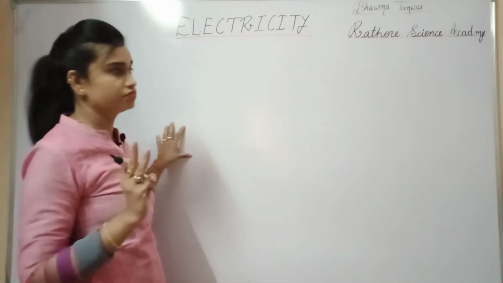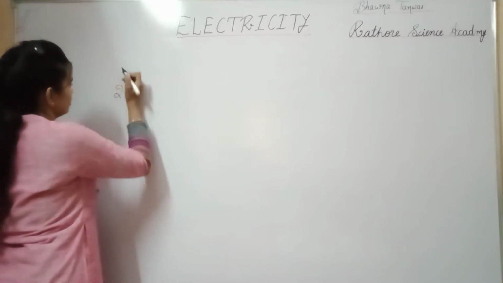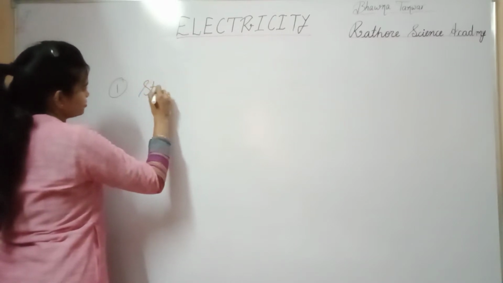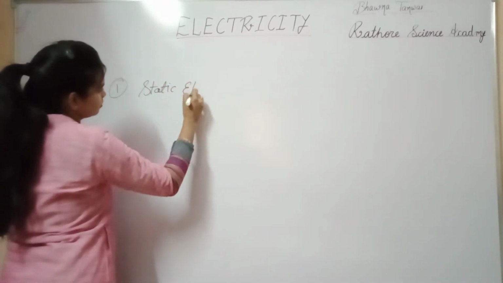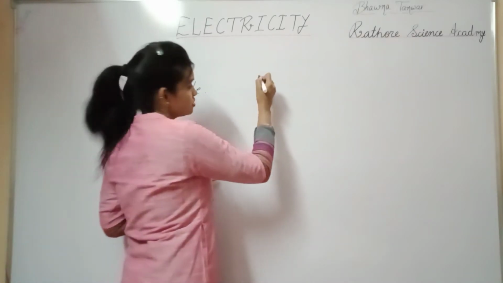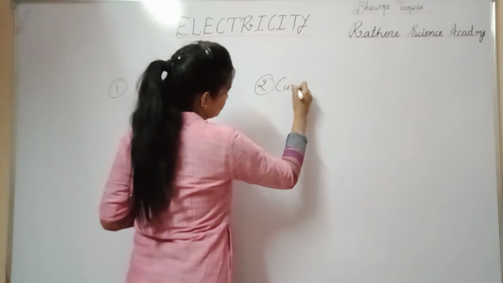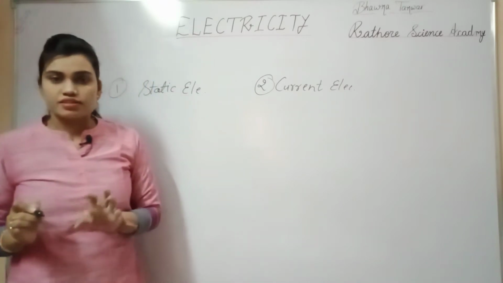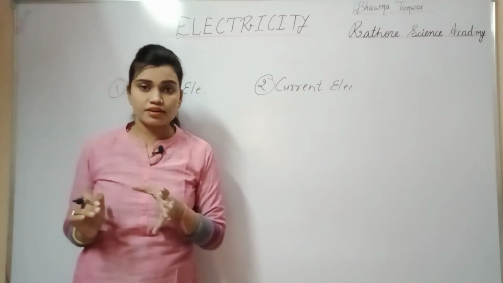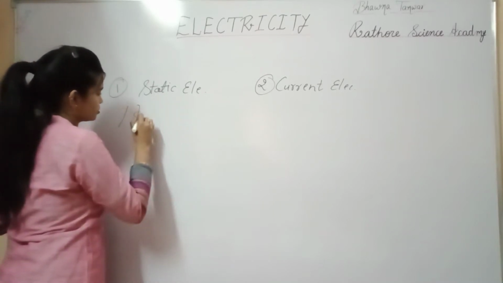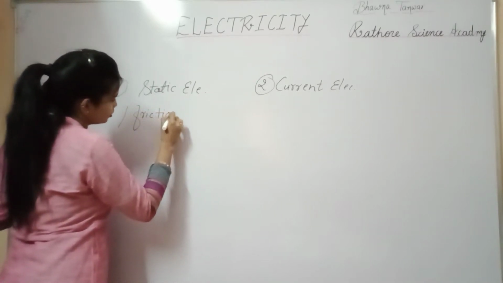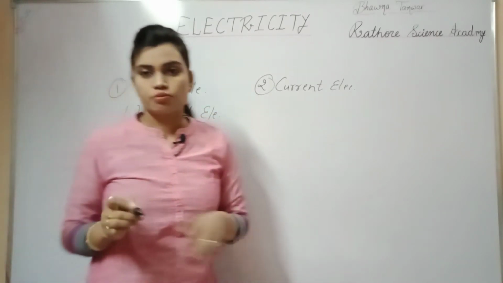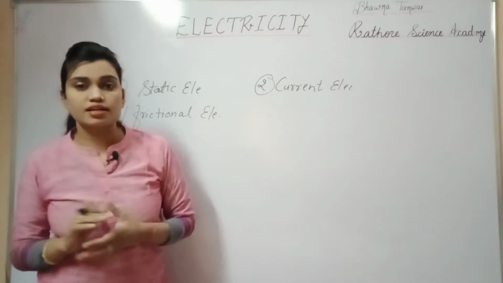There are two types of electricity. First we will discuss static electricity, and second is current electricity. Now guys, static electricity is also known as frictional electricity. Yes, frictional. Friction word you have heard in your previous classes. Why is this called frictional electricity?